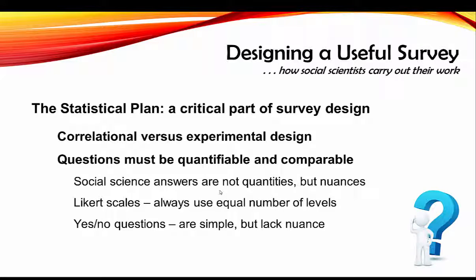The statistical plan. A statistical plan is key to later analysis. You've got to keep that in mind with every question you write. With properly designed question and answer sets, analysis becomes much simpler. Sometimes not paying enough attention to this step might invalidate important parts of your study. You want to make sure that your questions are quantifiable and comparable, and that's tough because in the case of social sciences, we're not measuring temperature or dew point or things like that. We're basically talking about nuanced responses to social and psychological situations.